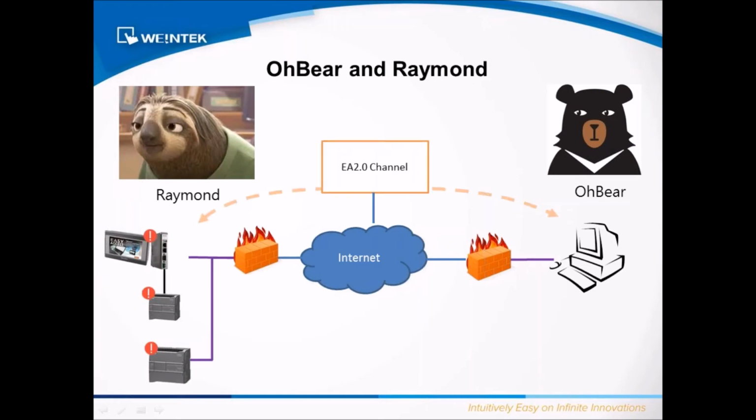So O'Bear can now use Easy Access to connect to the HMI on Raymond's side. It will establish the Easy Access 2.0 channel, a virtual channel across the internet through the firewalls on both sides. And it's a secure channel that won't be subject to eavesdropping.